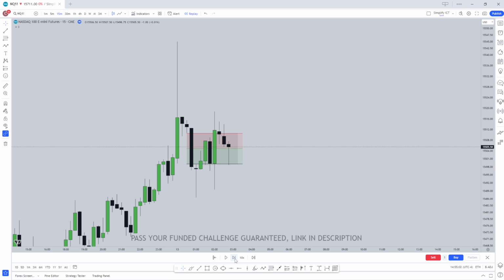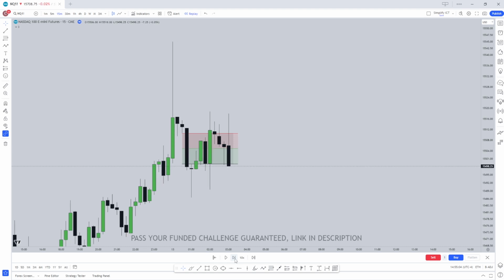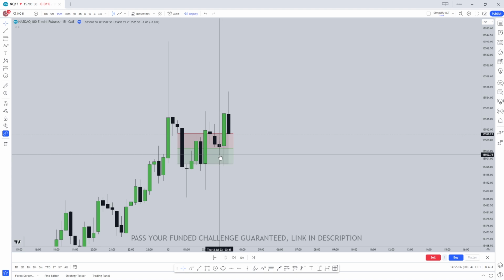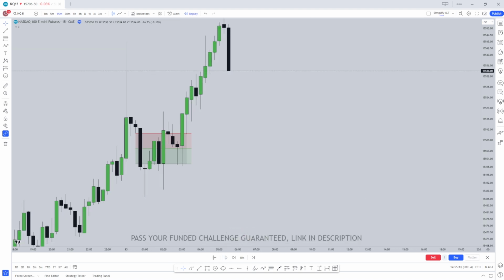Okay, as you can see, price taps into it. Does it close below? Okay, we've got some wicks through it. However, it did not close below and close through it, so it's still valid. And then, as you can see, price moves away nicely. Let's get into another example.